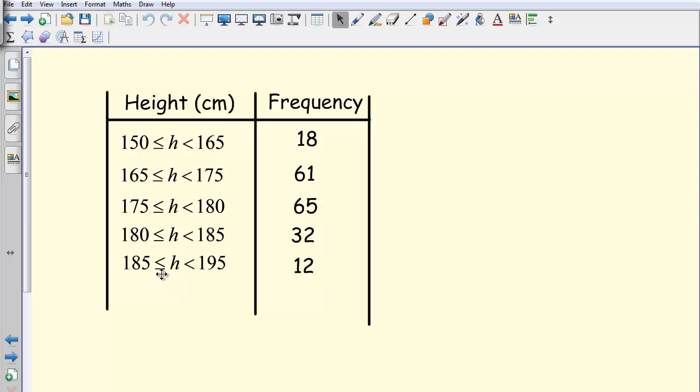A frequency polygon's actually quite straightforward. You just need these values going across the bottom of your graph, say from 150 up to at least 195, and up the left hand side you're going to plot frequency. So my highest I'll need to go up to is 65. I'm just going to pause for a moment whilst I set up a graph.